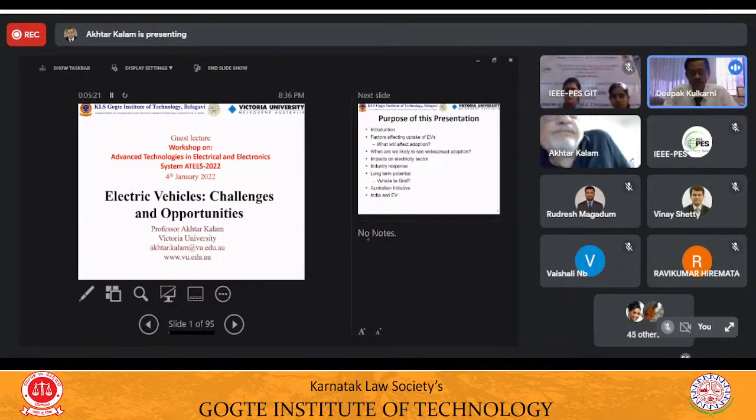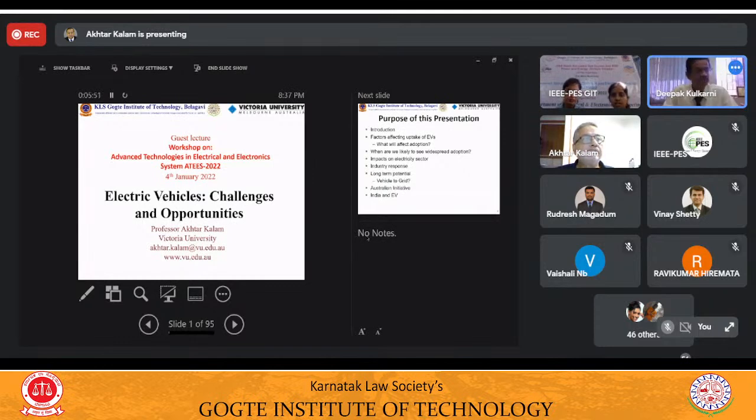Kalam for today's session. I also welcome all my faculty colleagues, students, research scholars and other delegates who have registered from outside our college as well as outside India. Also some of the delegates are there. I welcome all of them today, and I am sure that the session will be very useful to all of us. And I hand over the platform to our anchor.